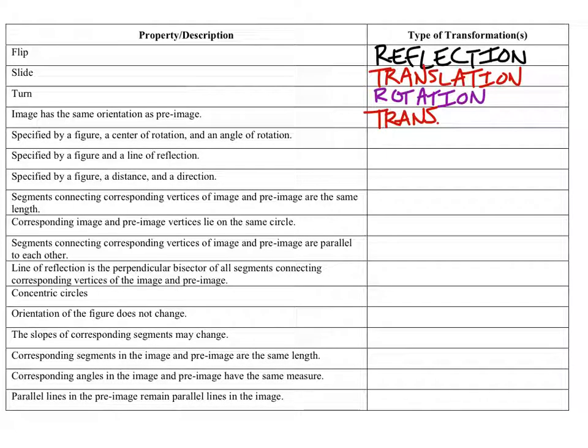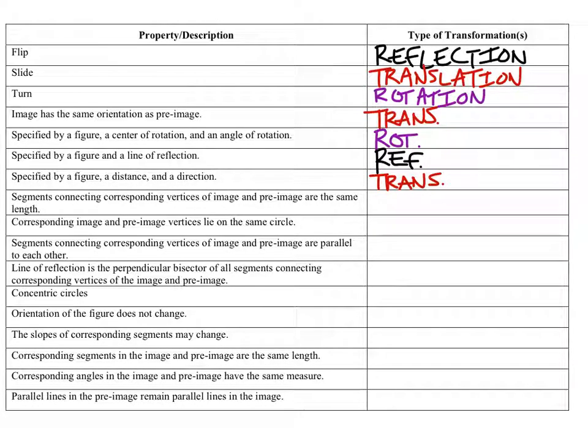Specified by a figure, a center of rotation, and an angle of rotation. That sounds to me like a rotation. Specified by a figure and a line of reflection. Well, that sounds like a reflection. Specified by a figure, a distance, and a direction. That sounds like a translation to me.